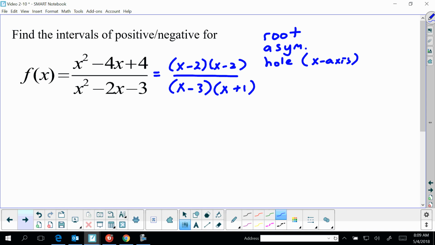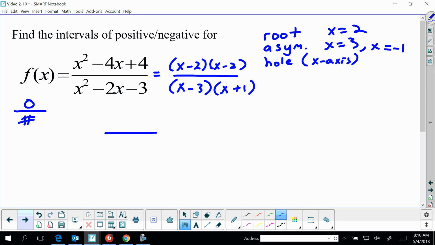Our asymptotes are created from the things in the denominator that don't cancel out. So we're going to have asymptotes at x equals 3 and x equals -1. And then our zeros are when the y is equal to 0. Well, that means when our fraction is equal to 0. A fraction is equal to 0 when the numerator equals 0, because if you have 0 over any number, that'll make it be 0. So in this case, our root will be x equals 2.